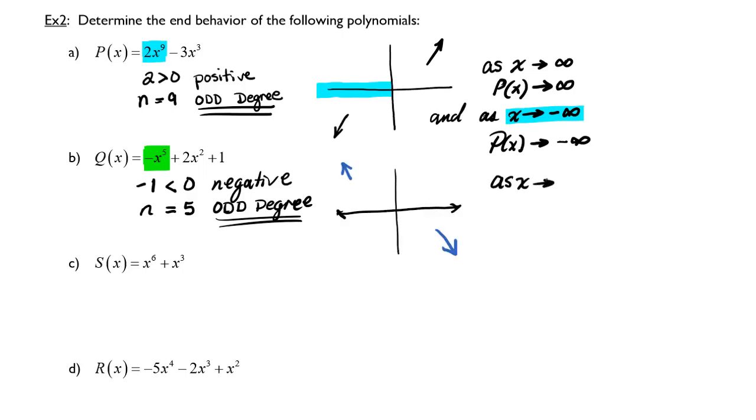So in this case, we would say as x approaches positive infinity, q of x approaches negative infinity. And as x approaches negative infinity, q of x approaches positive infinity.